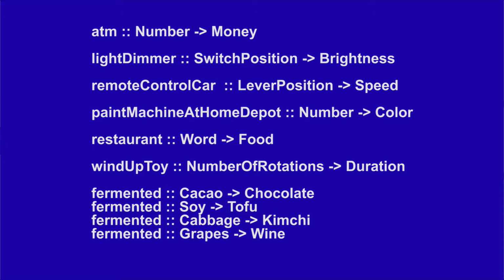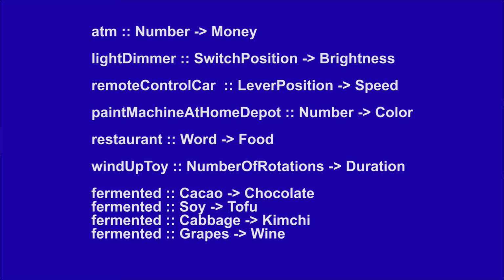Or a paint machine. If you've ever gone to Home Depot or Osh, they have those paint machines where you say, I want this color, this blue, and then they type in some numbers like the amount of blue, the amount of green in it, the amount of gray in it, and they give you a very specific color of paint. So a paint machine takes a number and it gives you a specific color. Or even a restaurant, you give the waiter a word like enchiladas, and they bring you that very specific food, enchiladas. Those little wind-up toys are functions. They take a number of rotations, so however many times you turn the knob, and that determines the duration. So it takes a number of rotations and gives you the duration of it walking or moving.